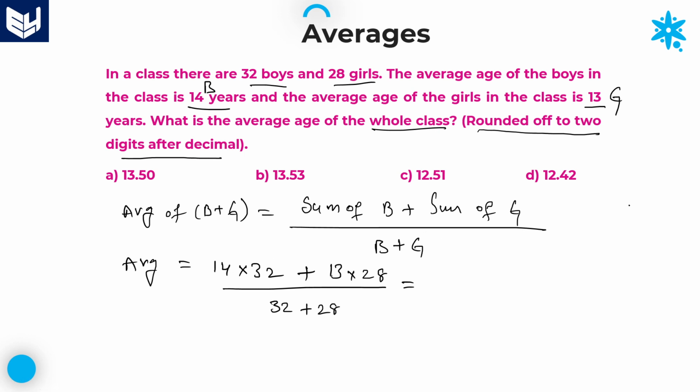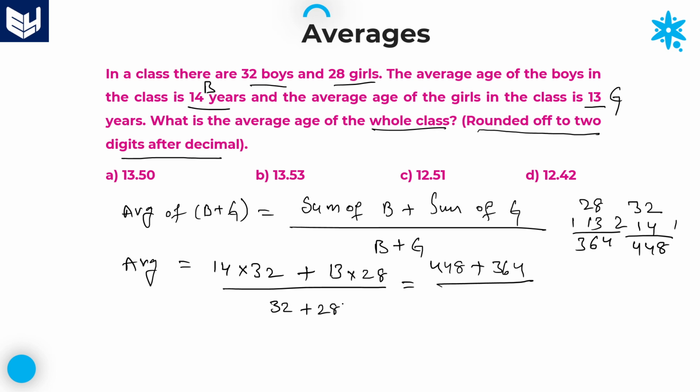Here first I will calculate 14 into 32. Here it is 8, and next 12 plus 2, 14, and next 3 plus 1, 4. 448. Plus, after that I will multiply 28 and 13. Here I will get 24, and next 6 plus 8, 14. 14 plus 2, 16, and next 2 plus 1, 3. 364, divided by 32 plus 28, which is equal to 50 plus 10, 60.